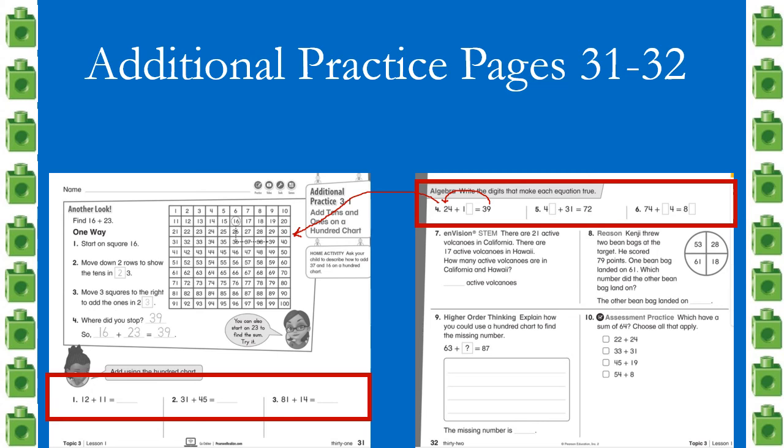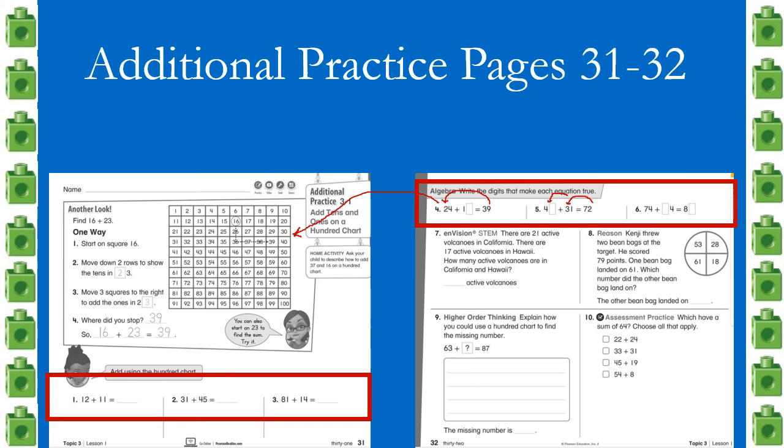Number 5 says 40 something plus 31 equals 72. So, because we know fact families, we can say 72 minus 31 equals 40 something. And again, we're going to use our 100 chart to help us. Okay, number 6 is tricky, so let's see what you can do.